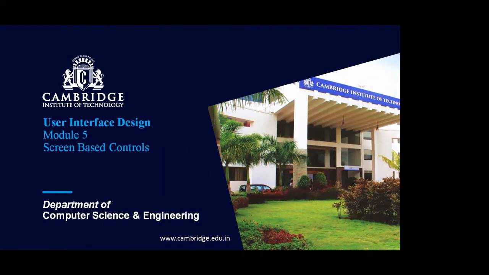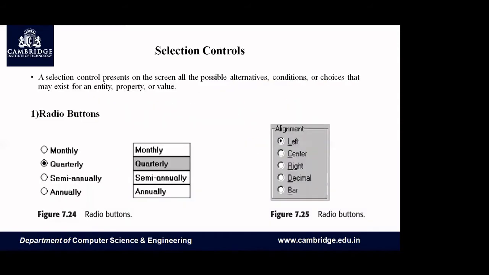Last class, we have done operable controls. So right now, I'll be discussing 8th semester CSE module 5. Last class, we finished operable controls. Now, in this class, we will be starting selection controls. We will be talking about all the possible ways of selection with respect to the screen.